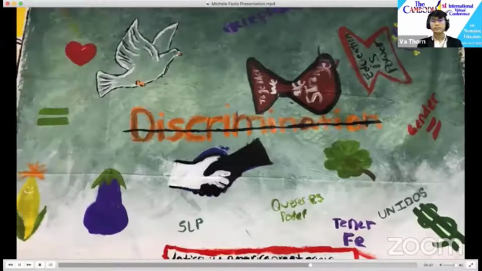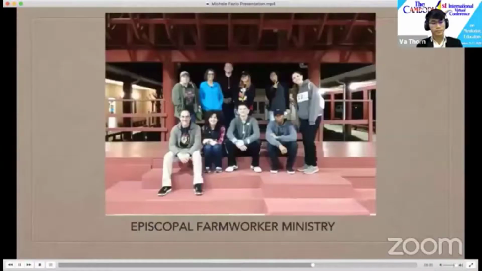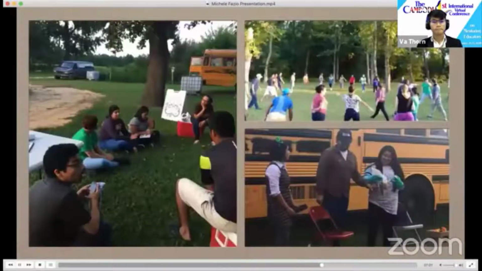So we also worked with the Episcopal Farmworker Ministry. It's another local nonprofit agency, and they helped coordinate a visit with a local labor camp, and we were able to share the food and supplies that we had gathered, as well as participate in social and cultural events like playing soccer and practicing yoga. My students and I wanted to really give them some health and mental wellness activities. So this is one way we were able to do that.